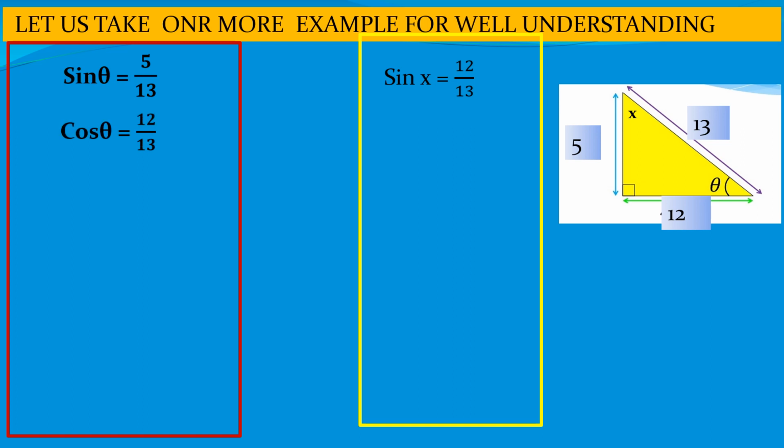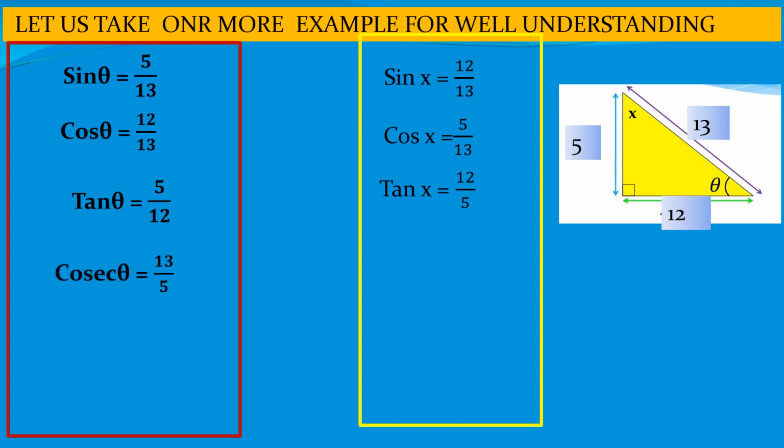In the same way, cos theta is equal to theta's adjacent is 12, hypotenuse is 13. So that's why cos theta is equal to 12 by 13. And cos x, x's adjacent side is 5 and hypotenuse is 13. So that's why cos x is equal to 5 by 13. Tan theta, theta's opposite side and adjacent side. So that's why tan theta is equal to 5 by 12. And tan x is nothing but 12 by 5.